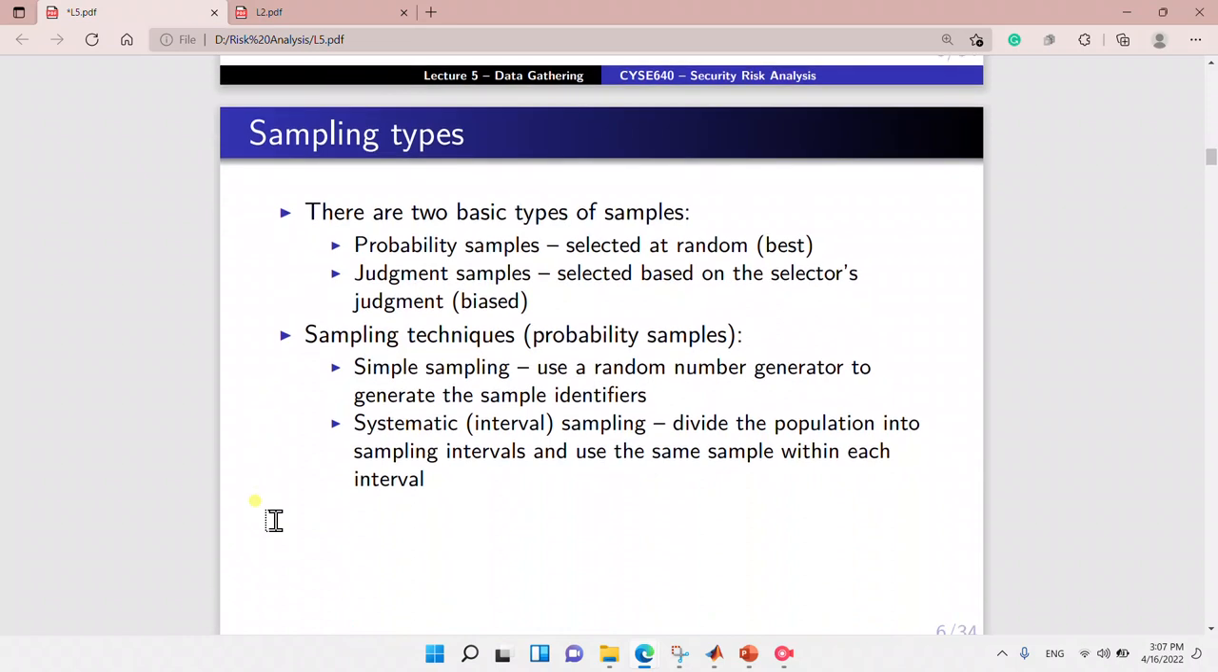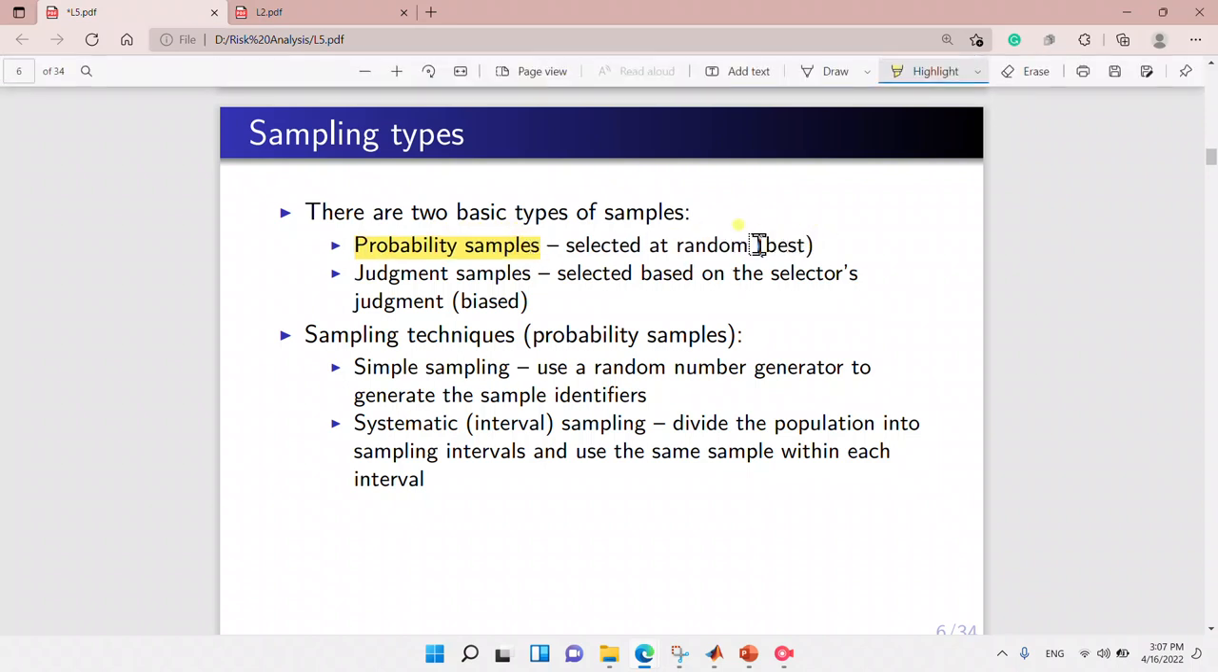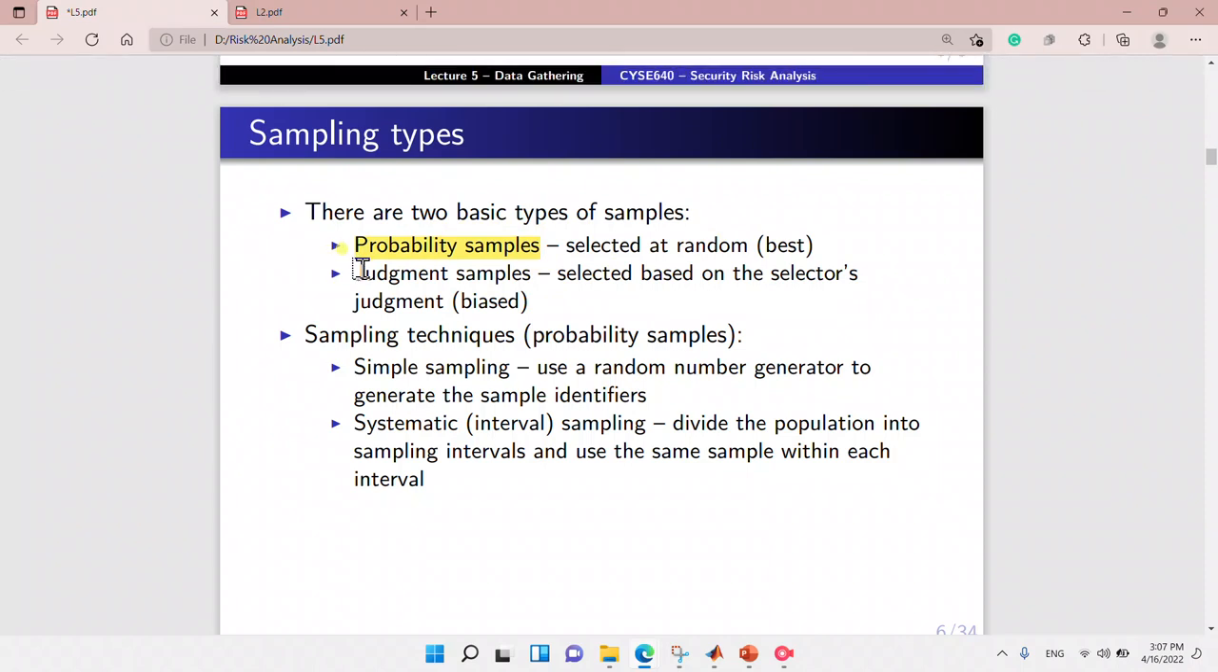بعدين عنا الـ sampling types، هما 2. أولاً عنا الـ probability samples هي selected at random, وهاي الـ best way لأنه الـ sample لازم يكون بيشبه الـ population. فـ selected at random غالباً حيكون نفس الـ distribution. Judgment samples هو تكون biased.